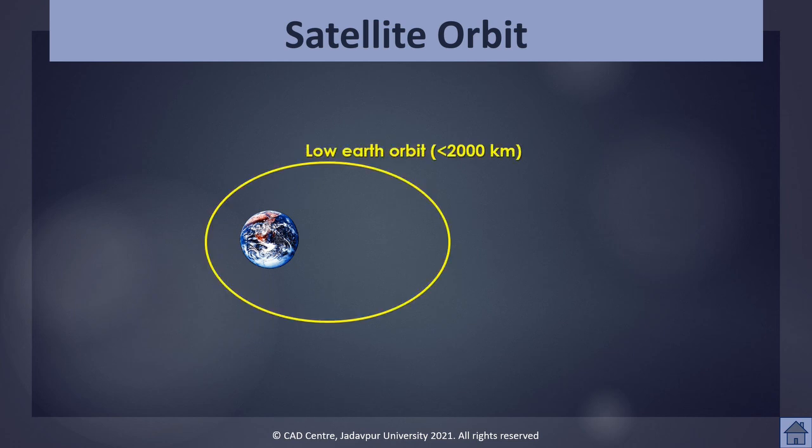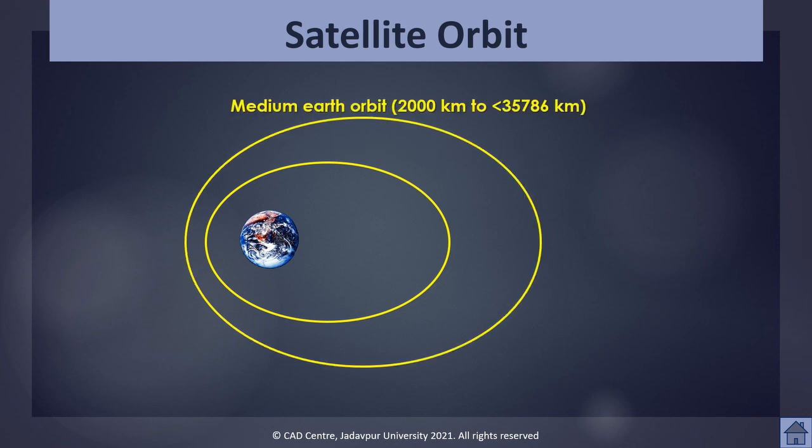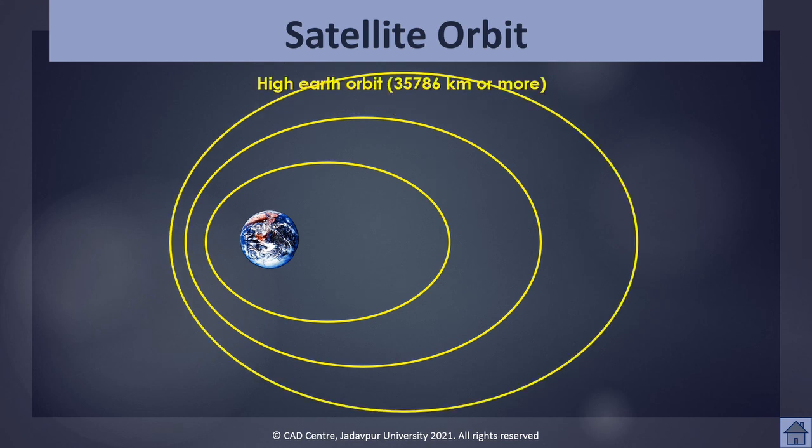Next, the satellite orbits may also be classified based on their altitude. If the satellite is placed below 2000 kilometer from the Earth's surface, then it is called low Earth orbit. And if the satellite is placed in between 2000 kilometer and less than 35,786 kilometer, then it is called medium Earth orbit. And if the satellite is placed at an altitude of 35,786 kilometer or above, then it is called high Earth orbit.